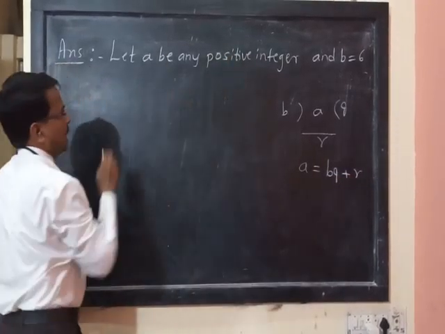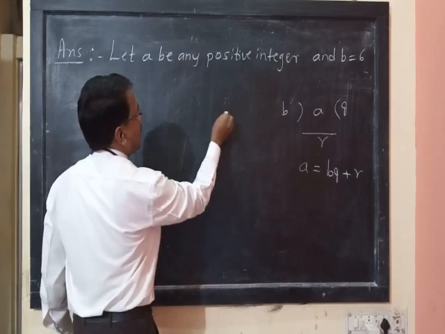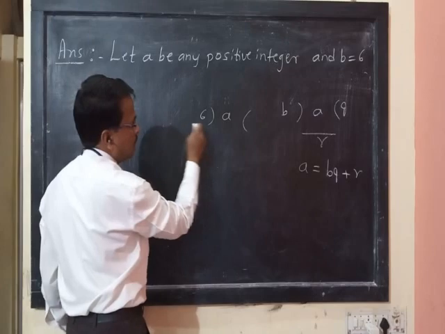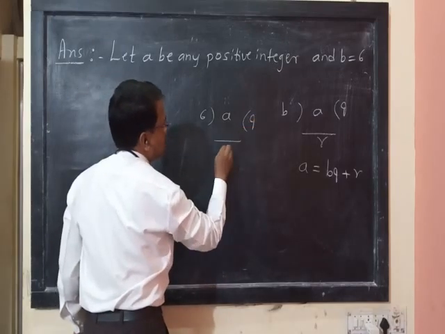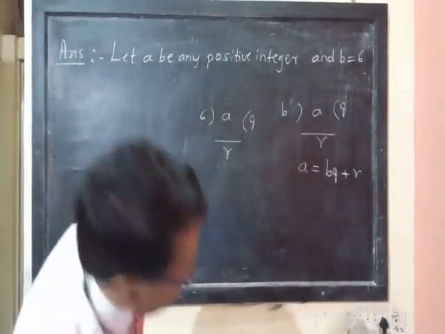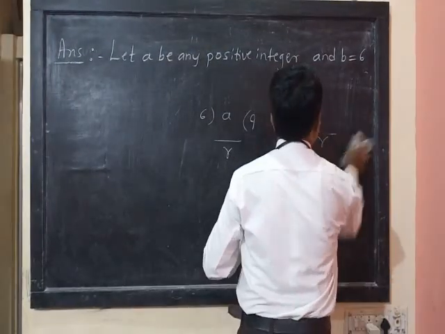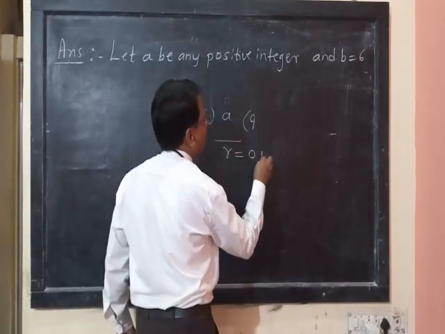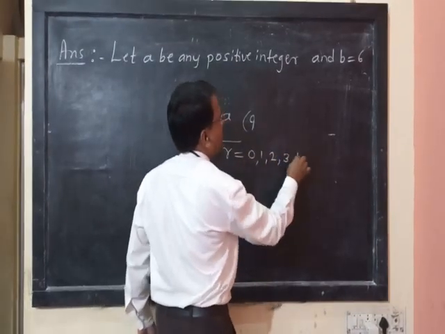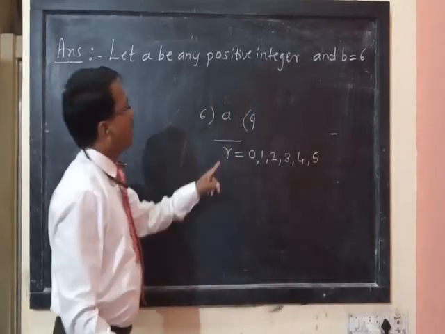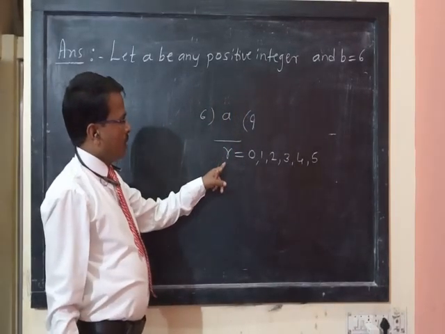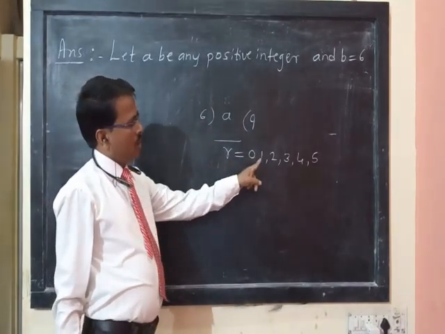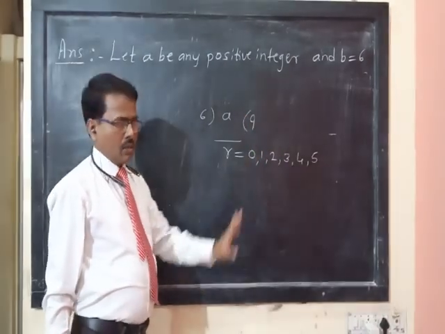So here in this case, when you divide a by 6, the quotient is q and the remainder is r. But here the remainder can be 0, 1, 2, 3, 4, 5, because we always divide in such a way that the remainder is less than the divisor. So remainder can be 0, 1, 2, 3, 4, 5.